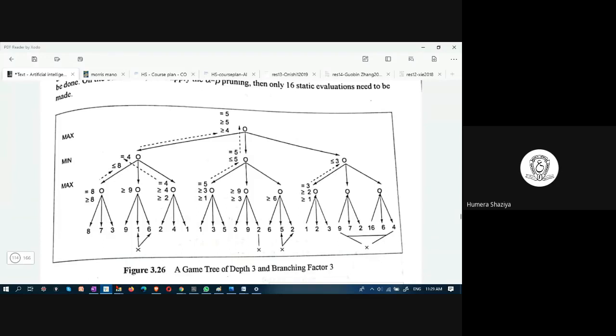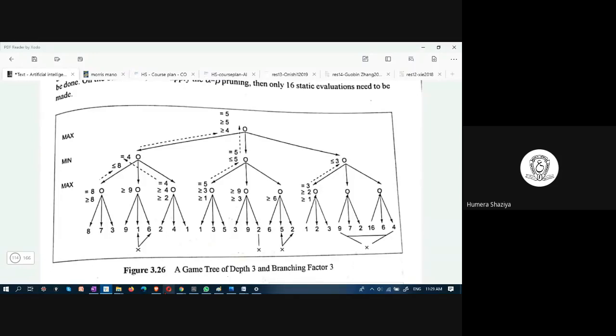Can you analyze this? Can anyone analyze this and explain it? Let us start from here.